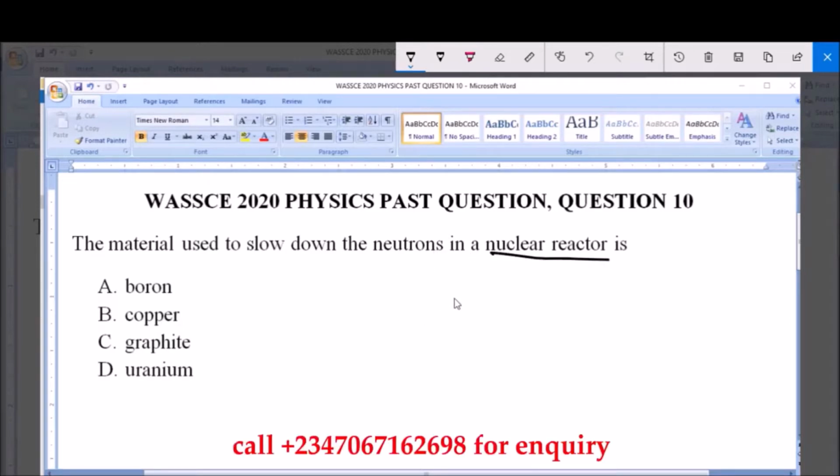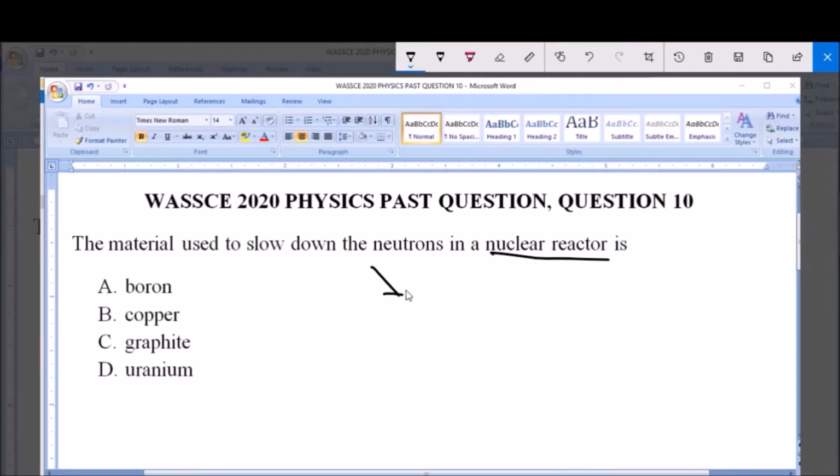Now, materials used to slow down neutrons in nuclear reactors are what we call moderators of nuclear reactors. Any material that is used to slow down neutrons in a nuclear reactor is called a moderator. They help to slow down the neutrons. In some other terms, you can call them coolers. So they are moderators of nuclear reactors that slow down neutrons.